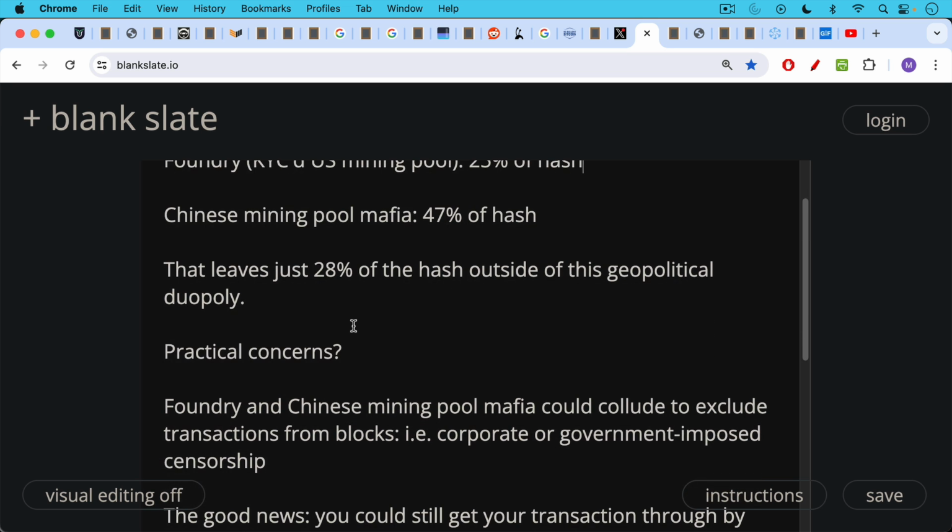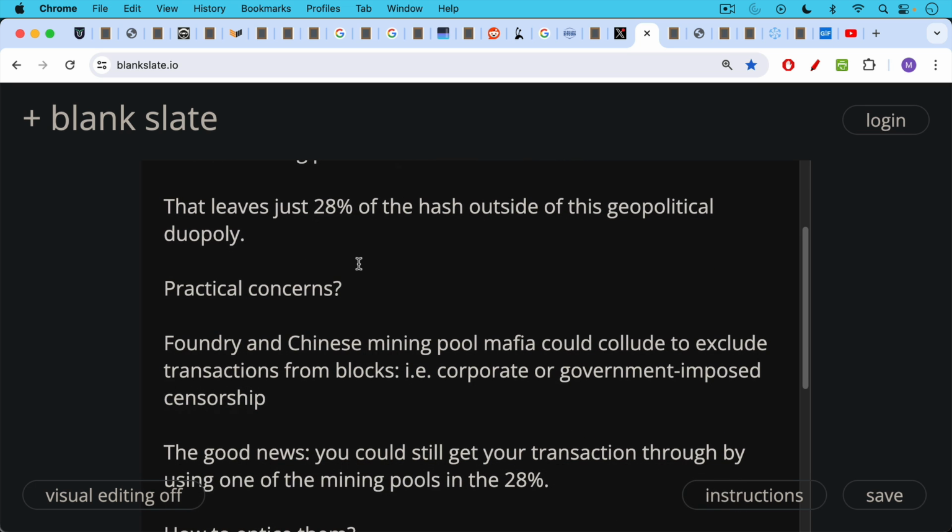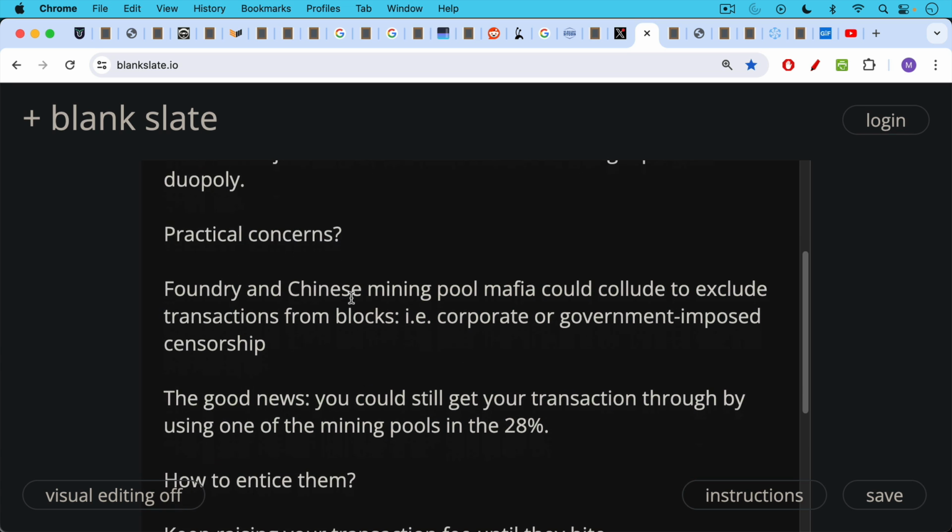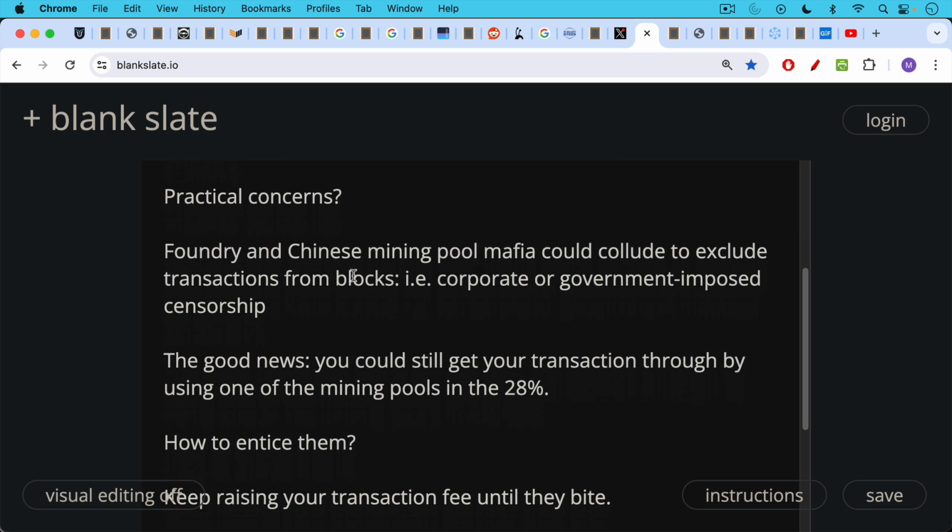What are the practical concerns? Foundry and the Chinese mining pool mafia could collude to exclude Bitcoin transactions from blocks, i.e. corporate or government-imposed censorship. So Jihan Wu could decide to do this on his own or together with Foundry, or the U.S. government or Chinese government could apply pressure or collude to exclude certain transactions that they don't like. Now, the good news is you could still get your transaction through by using one of the mining pools in that 28% of the hash.